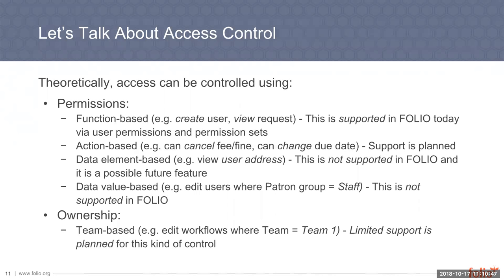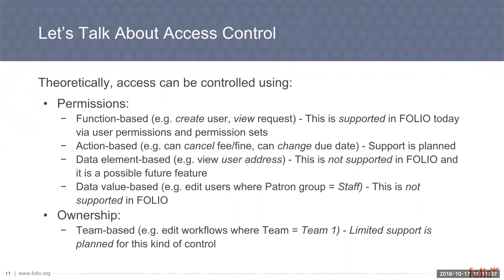Data element based, for example, the ability to create a permission around just a single data element on a record. So say, for example, the ability to view user address so that you could give some Folio operators the ability to view the user record without seeing sensitive data like the user address unless they had the special permission for it. This is not supported in Folio. It is a possible future feature. We do have some things in the backlog, and we've talked about some ways that we could address this. So it's not immediately planned, but it is something that we're thinking about. We don't have a whole lot of use cases for this yet, so it just hasn't bubbled to the top of the backlog.